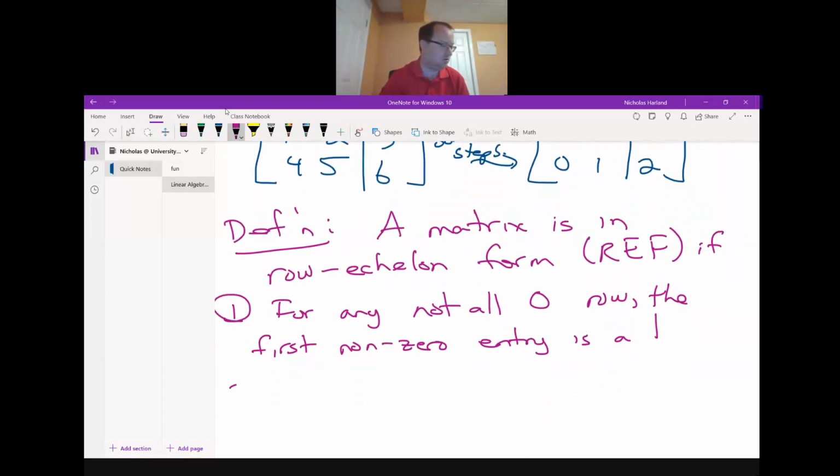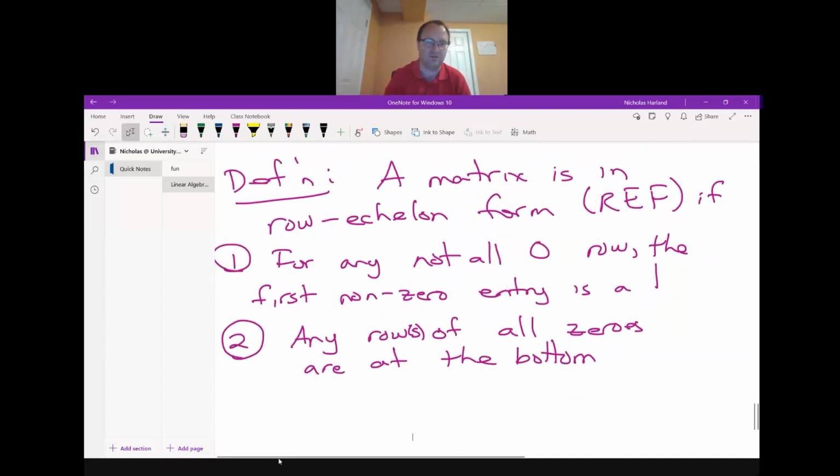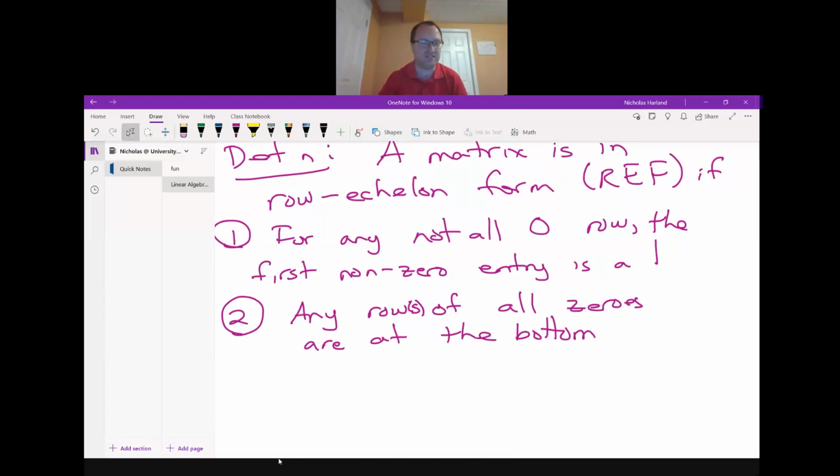2, any row of all zeros is just at the bottom. Just to get it out of the way. It actually eventually has more of a reason than that. If there's more than one row of zeros, then it's the bottom 2 rows. If there's 5 rows of zeros, it's the bottom 5 rows, etc.